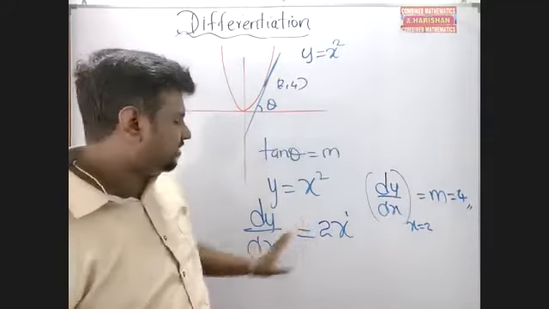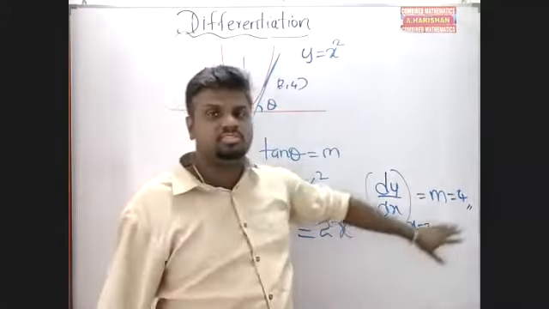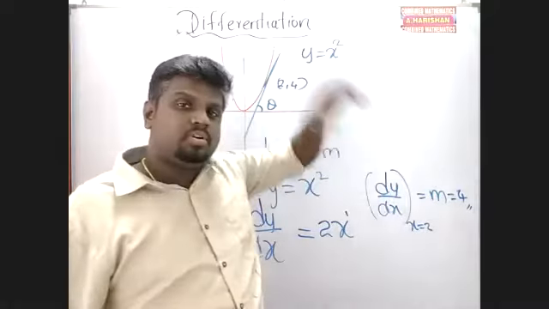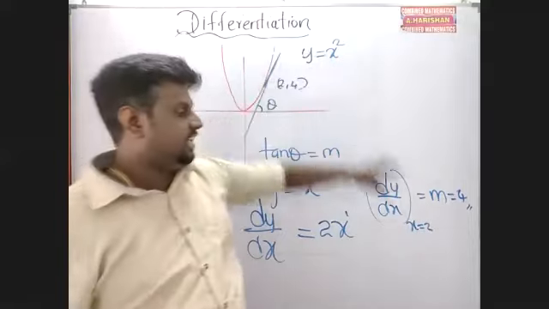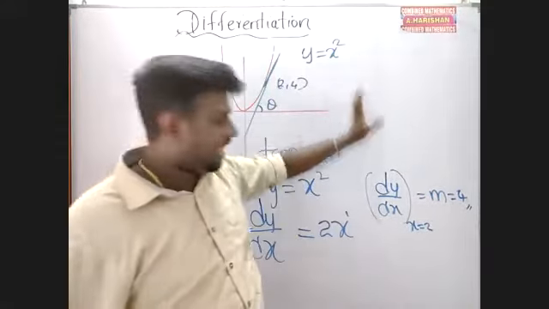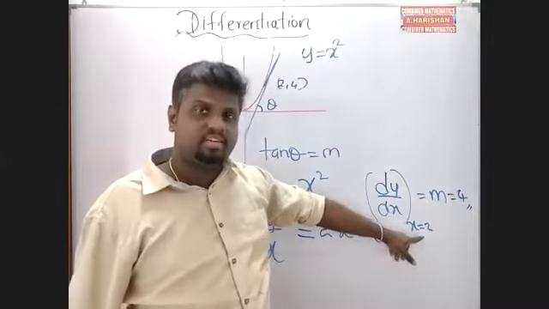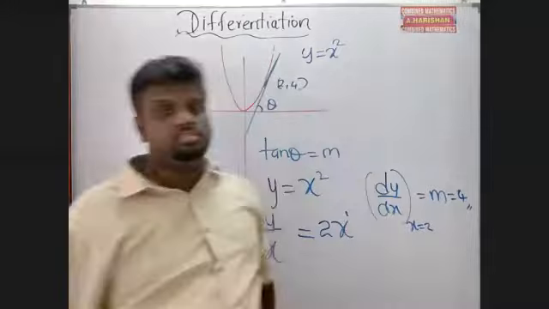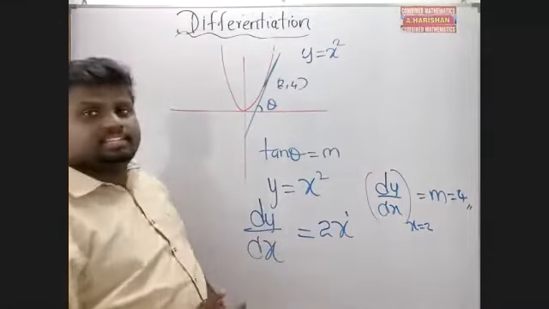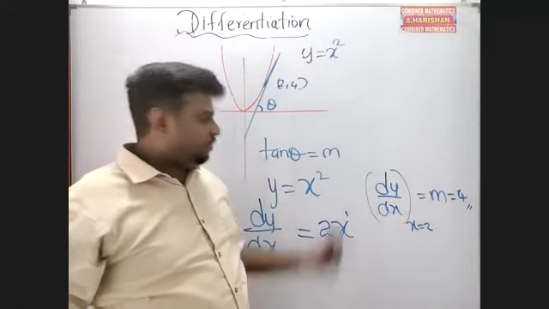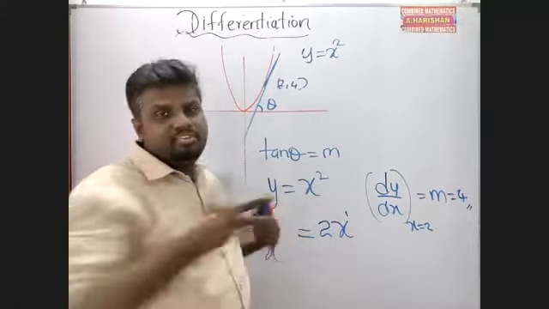So what is the meaning of dy by dx equals 4? It means that for the curve y equals x squared, the tangent drawn to this curve at the point x equals 2 has gradient 4. Is it clear? Do you understand? So just differentiate, substitute, and you get the answer.